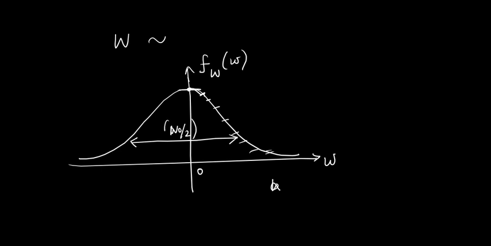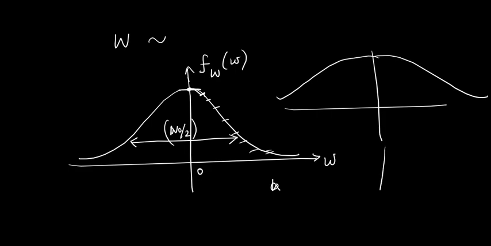It is spread depending upon its value N naught by 2. If N naught by 2 is more, it means variance is more, it will be more spread. And if N naught by 2 is less, it means your hardware is good, the noise is not very much, so it will be centered around 0. There is not much problem with your hardware, right? That you can say in layman terms. You understood now?